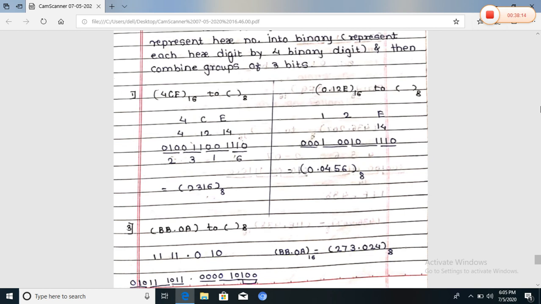First, this is a hexa number. This hexa number is represented in binary with 4 digits, and those digits we have to group in 3 bits. This binary number is grouped in 3 bits: 011, this is the first 3-bit group. 011. 100, this is the next 3-bit group. Next 110, this is the next group. 010, this is the next group. This is the conversion of hexa to octal.